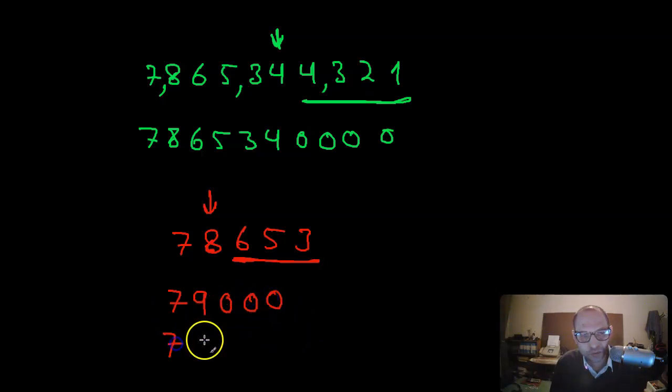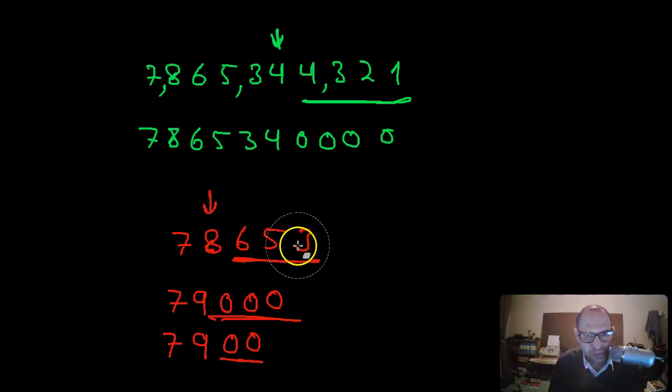And of course, if you write the number as 79 and, for example, 2 zeros, the number completely changes. This is 79,000, but this is just 7,900. So you have to be careful about the number of zeros that you put in the place of the digits that you had in the original number, right? So that's all about that.